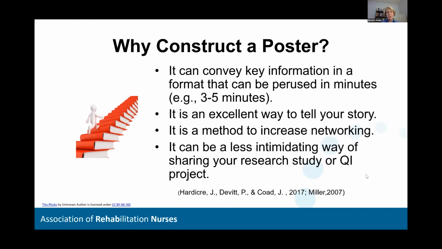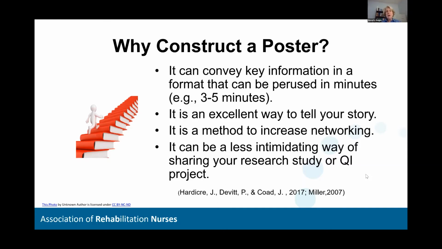So why construct a poster? Well, I think it's really important because it can convey key information in a format that can be perused in minutes. So if you think about the time that people will walk through, if you've done this yourself, I'm sure, walking through, looking at different posters, and you take a few minutes. Did it attract you? Did it engage you? Did you decide to go and look at it longer? So the key information is really important, and it gives that picture of that entire study or project that you conducted. It's an excellent way to tell your story, and it's a wonderful method to increase networking.